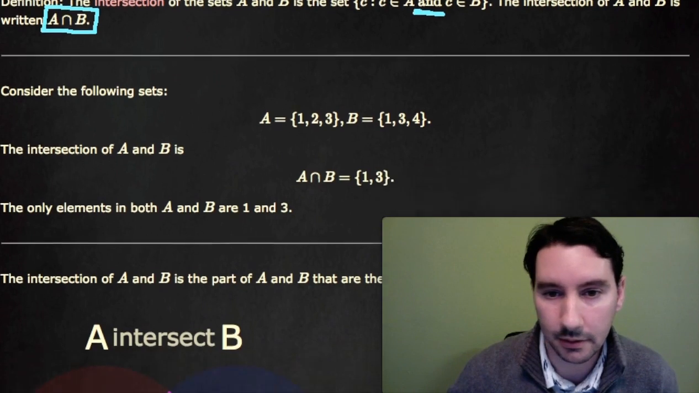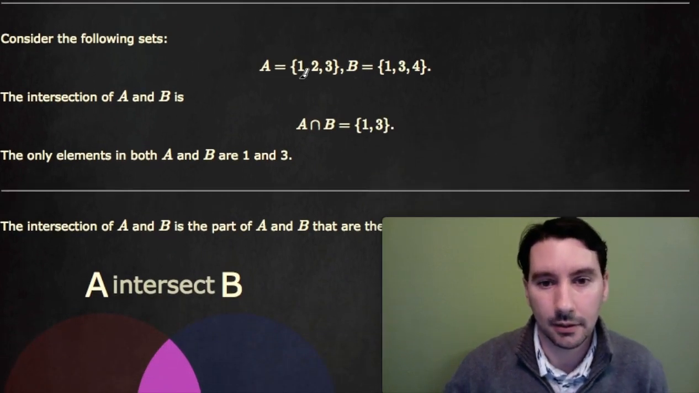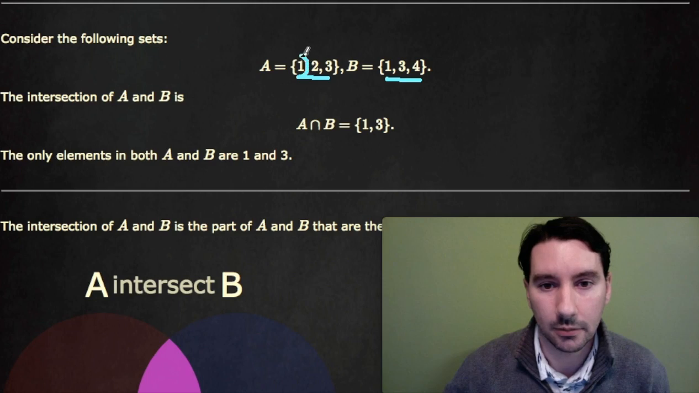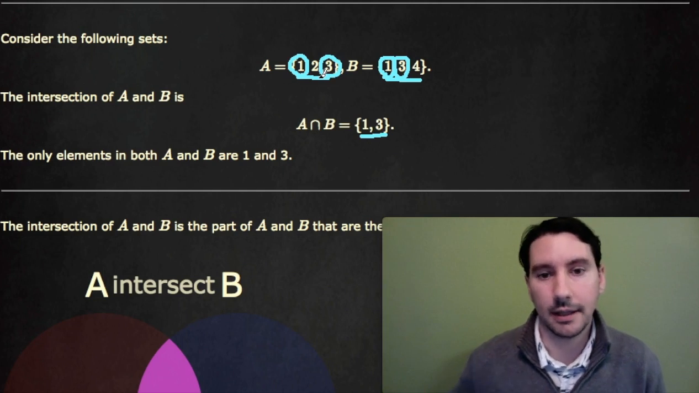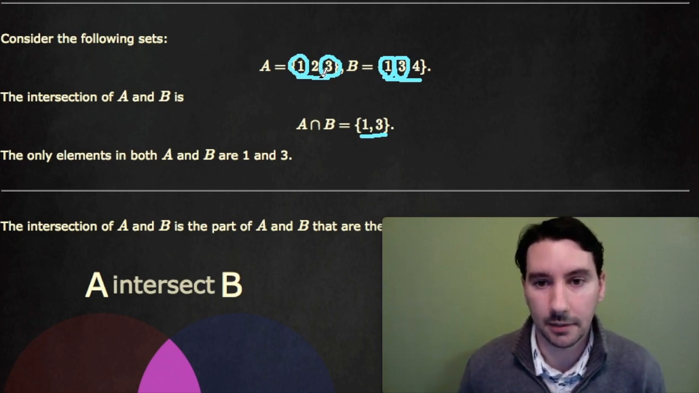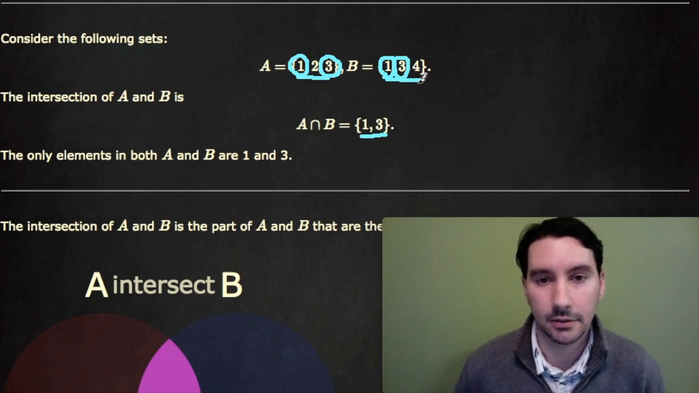So let's consider a couple of examples. If A is the set 1, 2, 3, and B is the set 1, 3, 4, then there's two elements in both A and B. There's a 1 in A and a 1 in B. There's also a 3 in A and a 3 in B. So A intersect B is 1, 3. The 2 in A is not included because it's not in B, and the 4 in B is not included because it isn't in A. So it's everything that's in both sets. It's where the sets intersect.